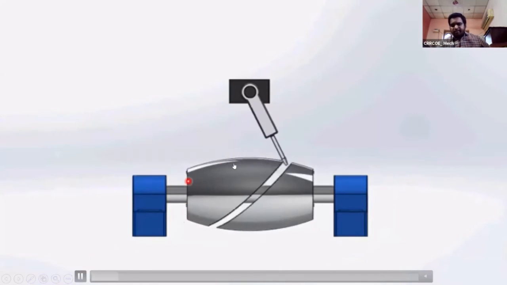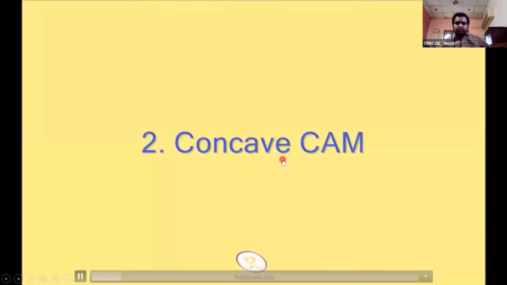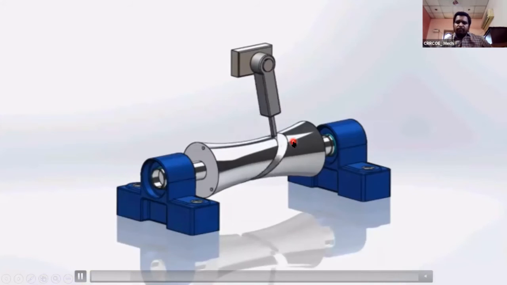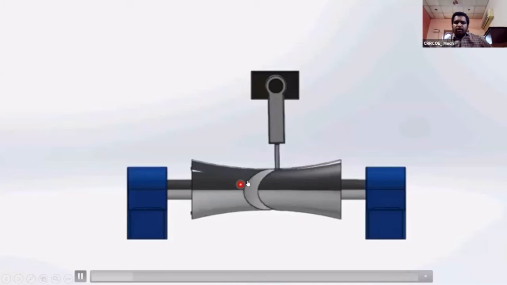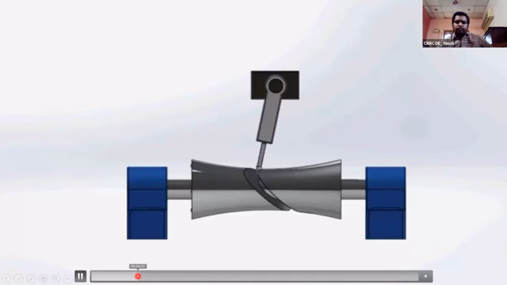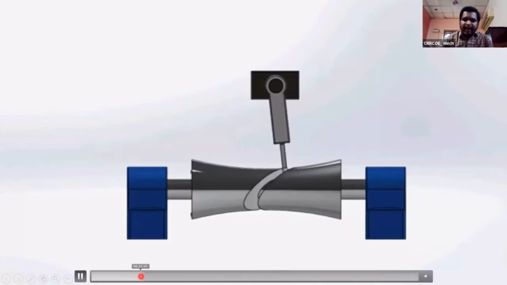This is the convex shape. Next one is the concave shape. This is also a globoidal cam. Here we have a groove, but the cam is in concave shape, and the rotation of the cam also causes the follower to oscillate. The follower follows the groove of the cam.